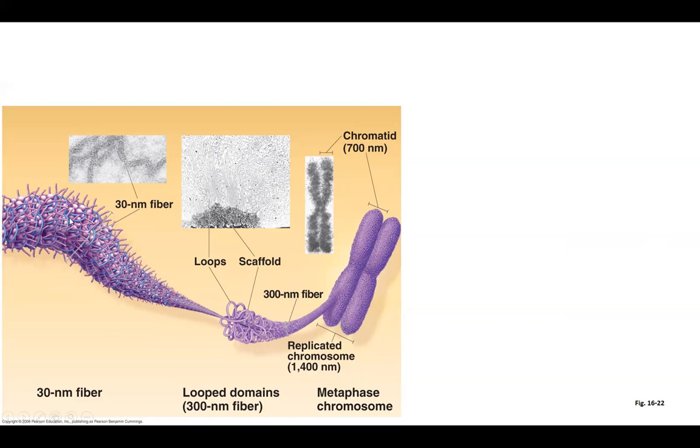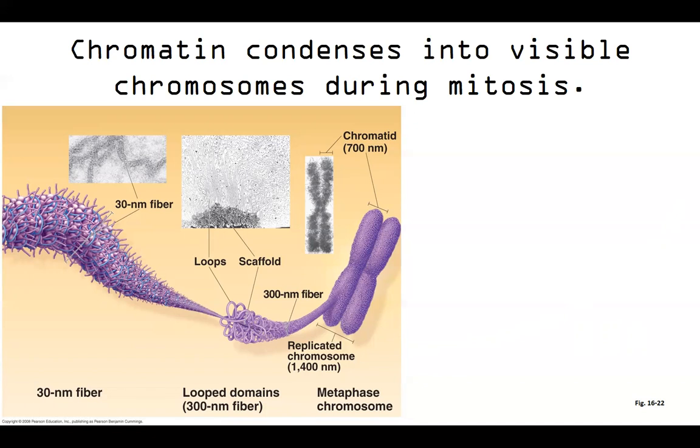So you can see that it is not just a naked double helix, it's all wrapped around all of these histones. Okay, so again, these histones will have properties that allow this to loosen and tighten up. But we're going to talk about that more in later chapters. For now, all we have to do is understand how chromatin is structured and that it's only going to condense into visible chromosomes during mitosis.